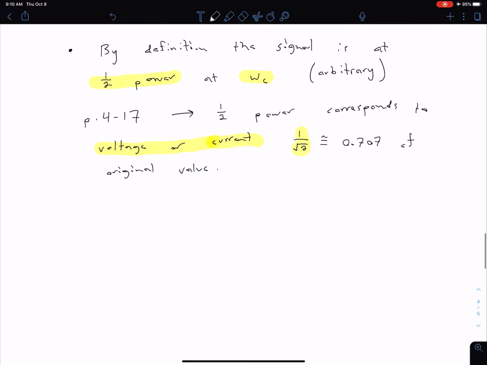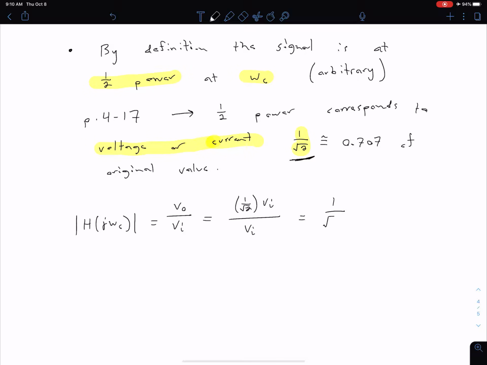So what we can say is the magnitude of our transfer function, H of j omega c, is equal to our output voltage divided by input voltage, remember in general. We're saying our output is 1/√2 times the maximum value of our input, so we have 1/√2 times VI divided by VI, which is just equal to 1/√2. So these VI terms cancel out.